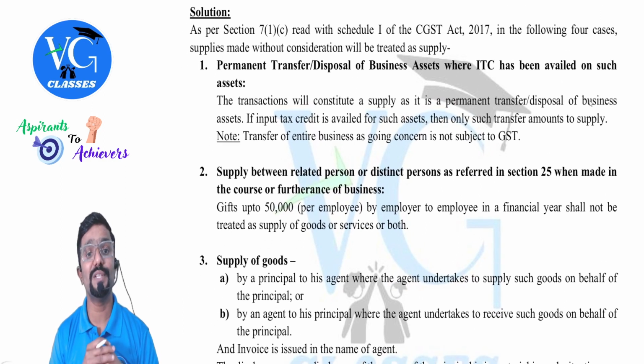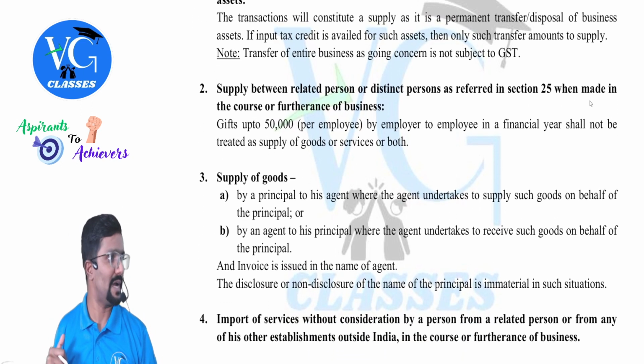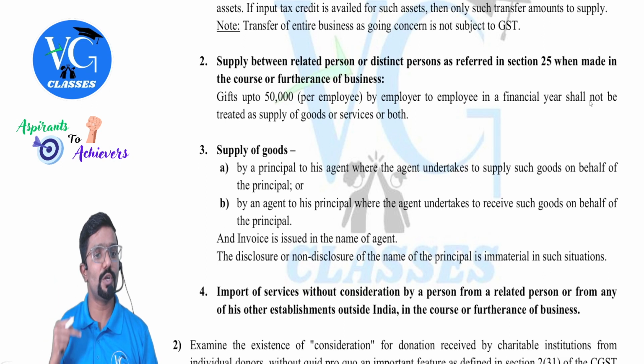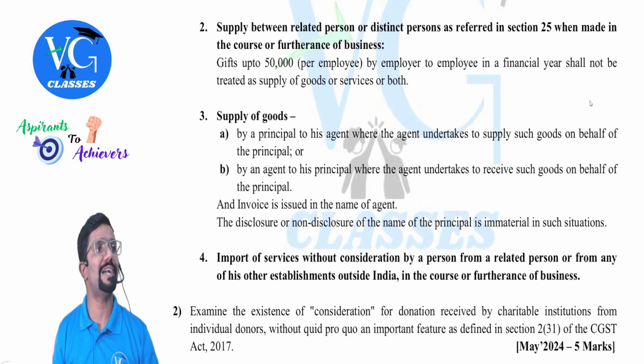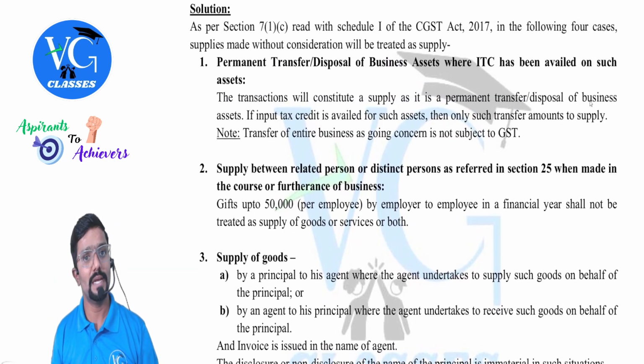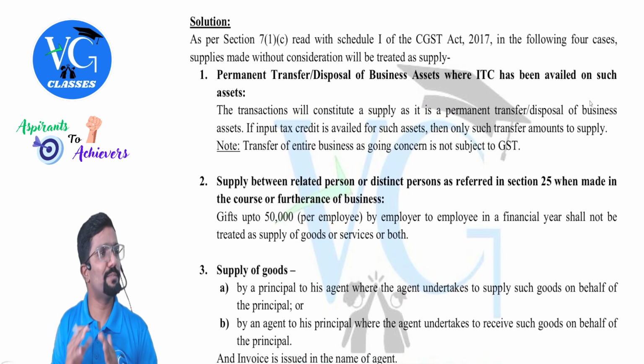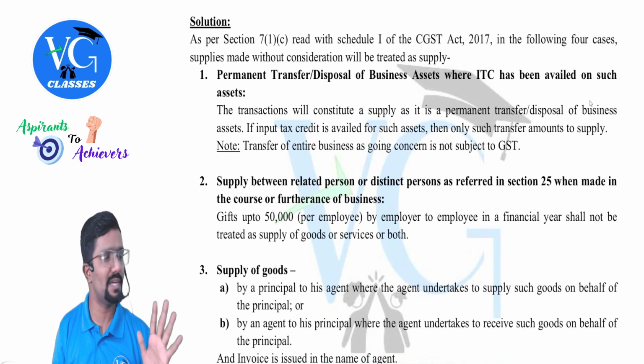As per section 7(1)(c) read with Schedule 1 of CGST Act 2017, in the following 4 cases, supplies made without consideration will be treated as supply. And explain each of the paras in the same order, guys. Clear? You can observe 1, 2, 3, 4, because that 1, 2, 3, 4 stands for what? Para numbers. Clear? And see here, I need not explain all this again because we already discussed the explanation in detail.